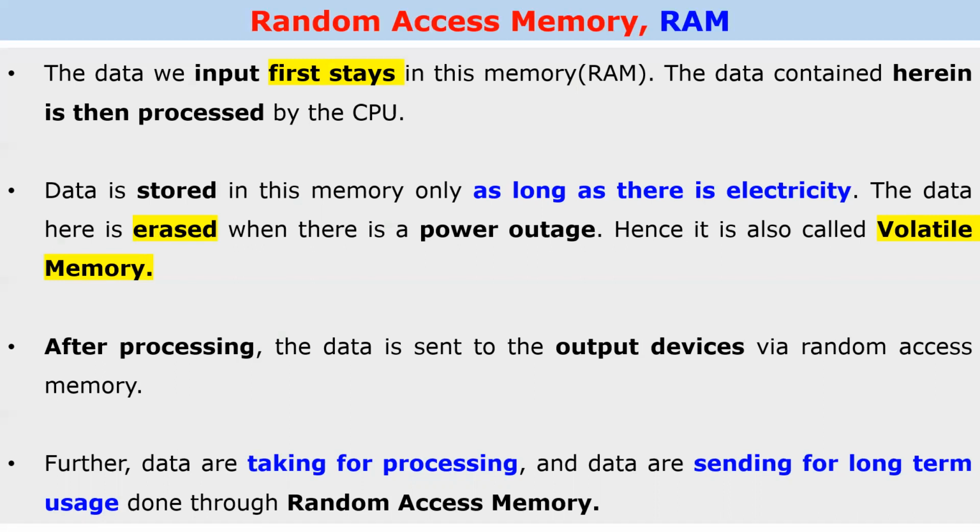If you want to store data for a long time, this data should be sent to the secondary devices, secondary memories. How are you going to send it to the secondary memories? Through the RAM. Right. That's also something you want to remember. These are the main points regarding the random access memory.